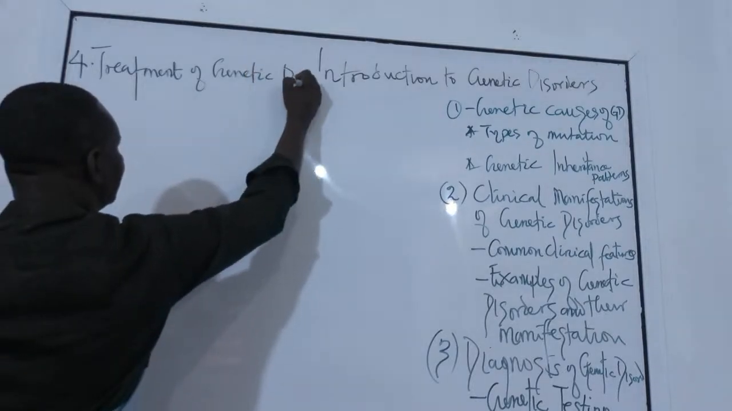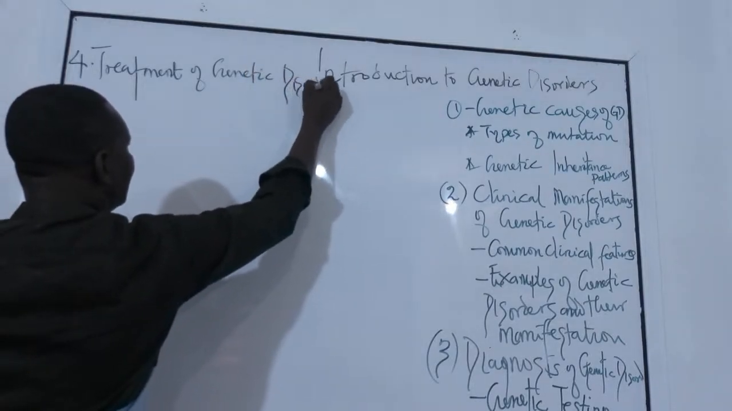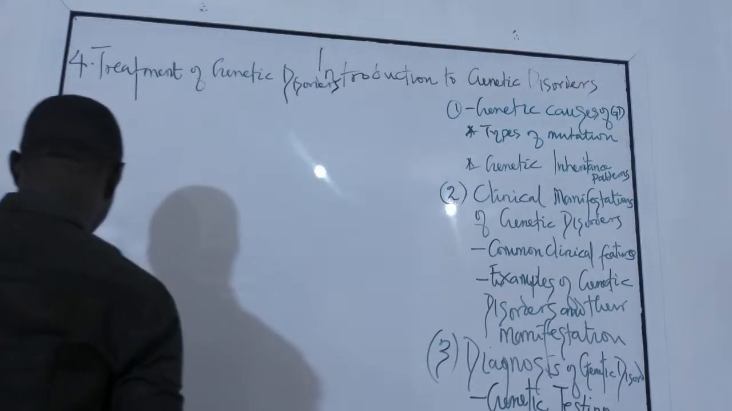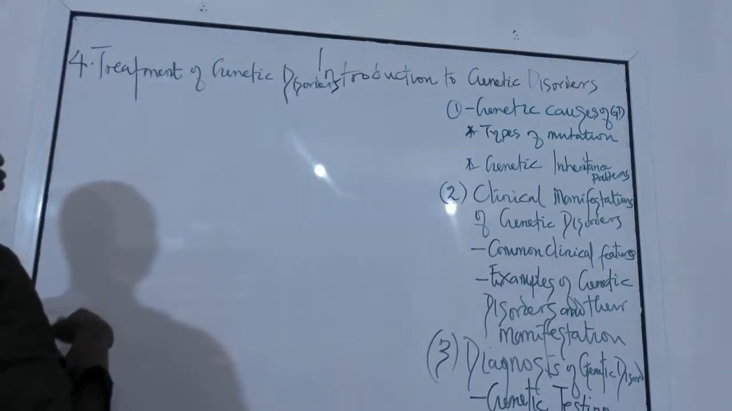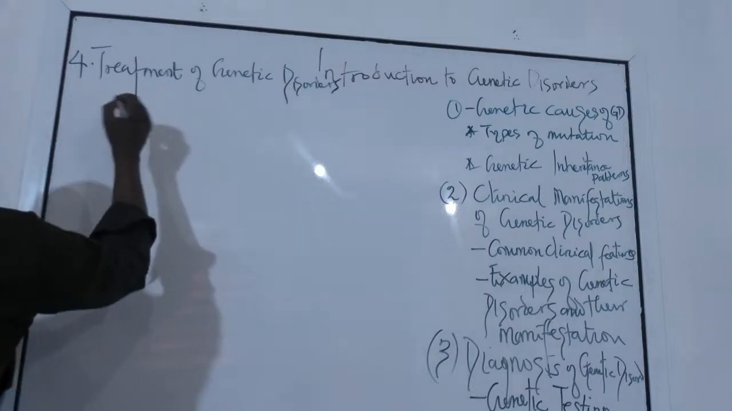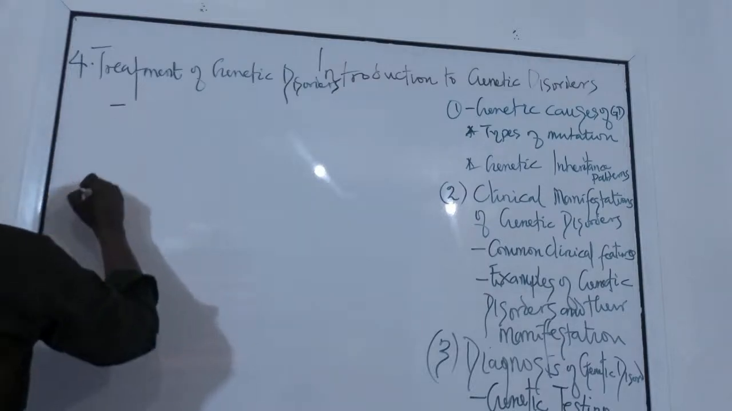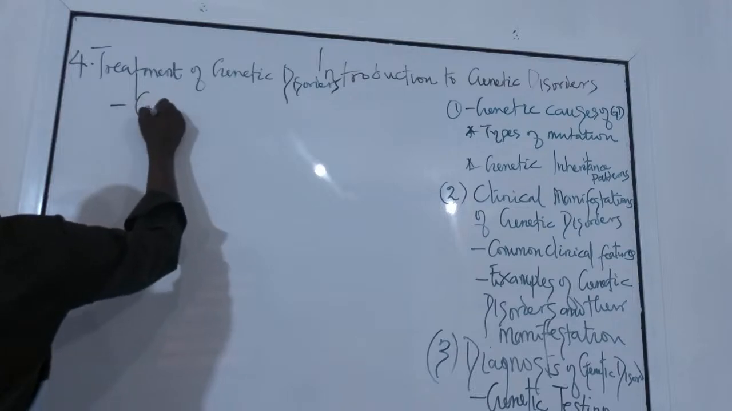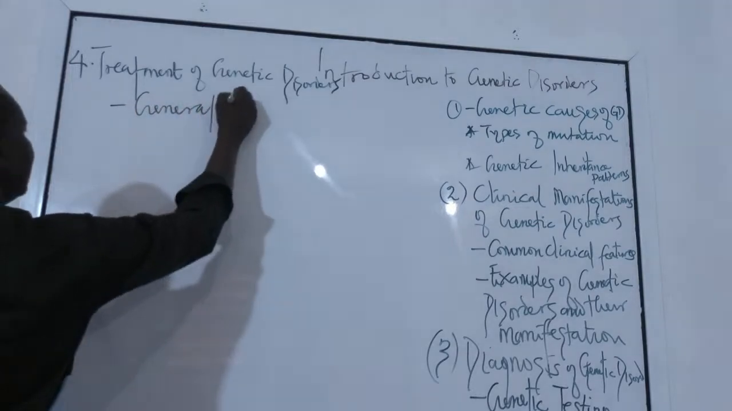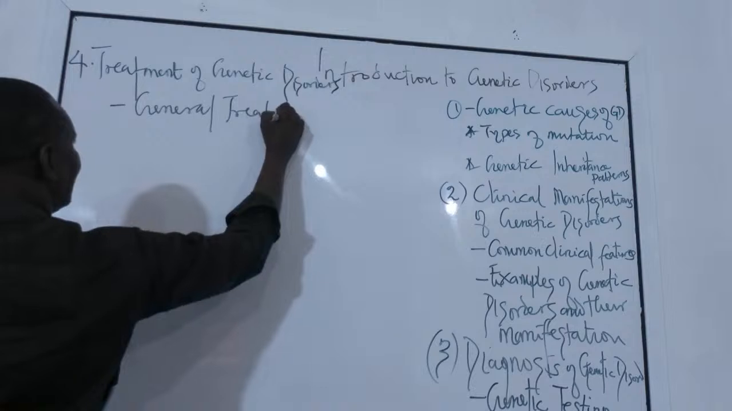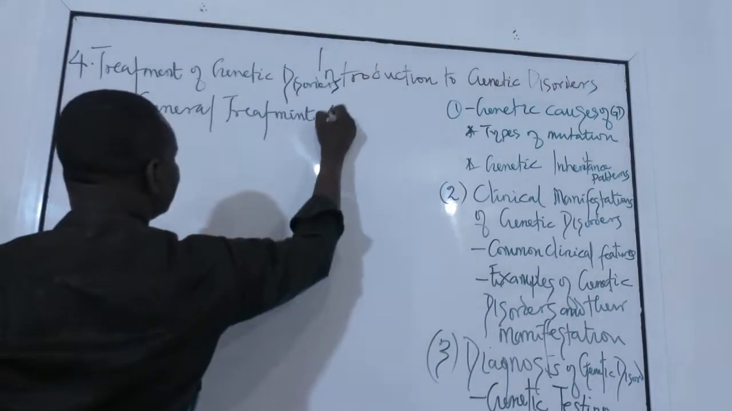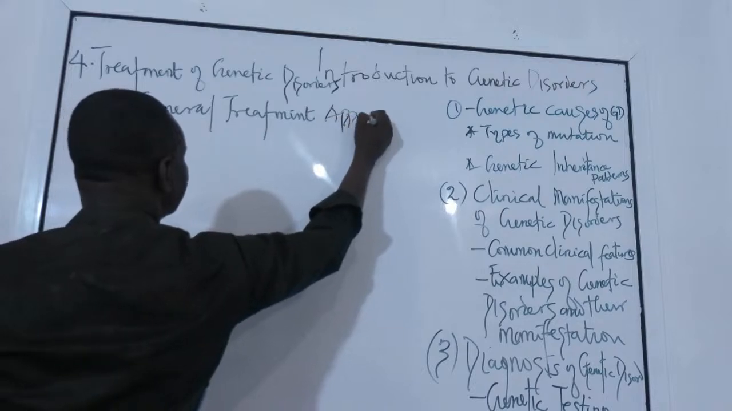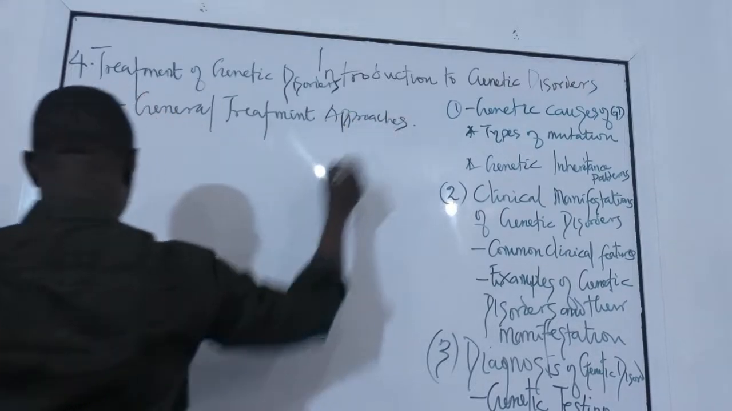Is it going to be, when the genes are bad, is that going to be the end of it all? We are going to look at it. So under that, we are going to look at what are the general treatments that could be prescribed, what are the general treatments that are available. So we look at general treatment approaches.